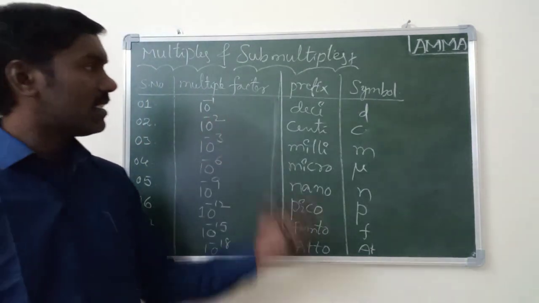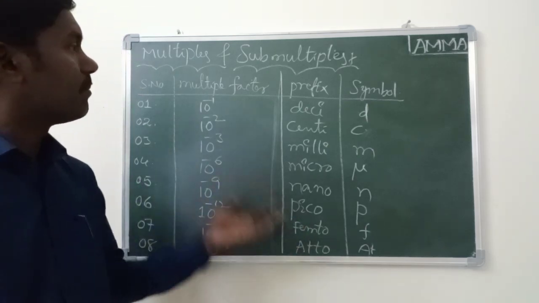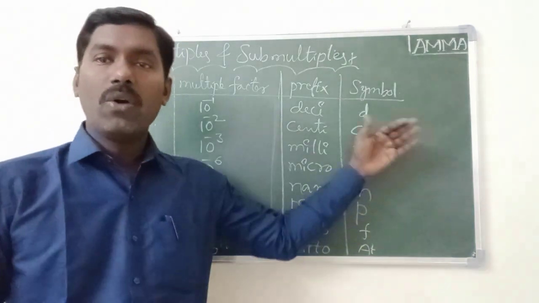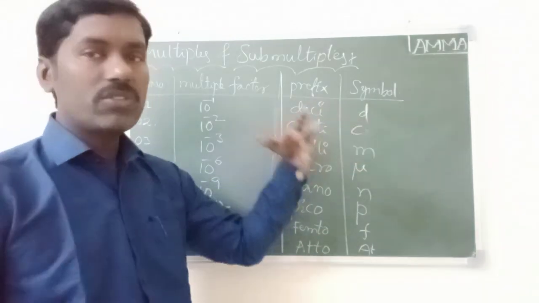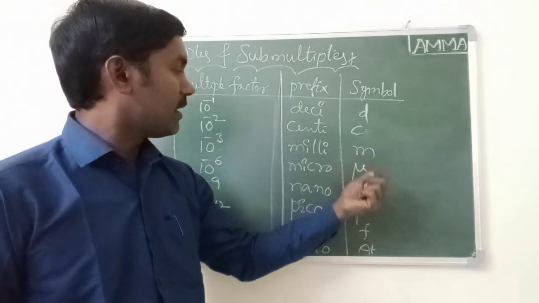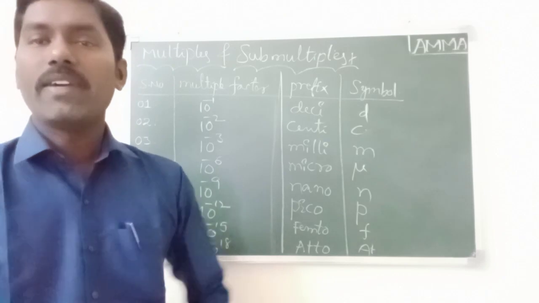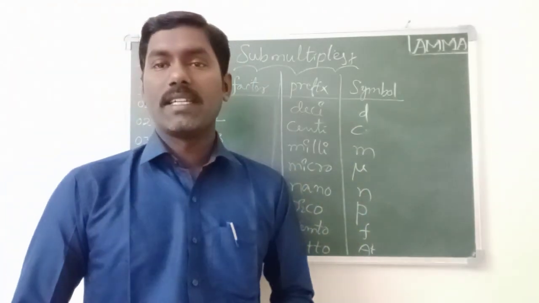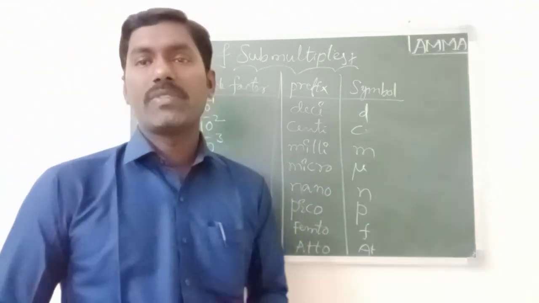Okay students, these are the multiples and submultiples of units. By using these values, we can convert any value from one unit to another unit. If you want to change the value of a physical quantity from decimeters to centimeters, or centimeters to micrometers, or micrometers to picometers, vice versa, whatever it may be, we can change that value from one unit to any other unit. These are the uses of the multiples and submultiples of the units.